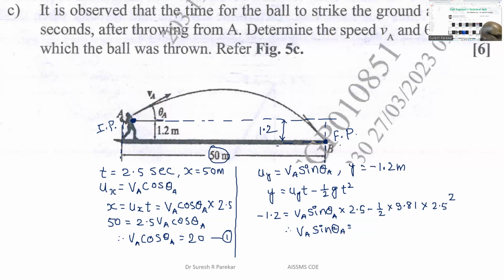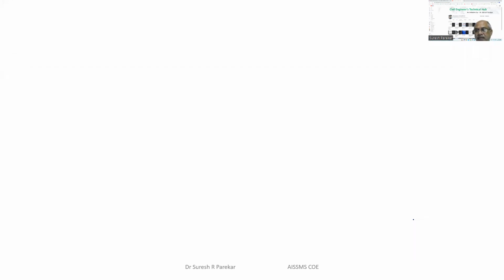So I have this value as 11.78. We have 9.81 divided by 2 into 2.5 square. The minus 1.2 goes to the other side and becomes plus, divided by 2.5. So it comes to 11.78. Now this is equation 2. So now we will divide equation 2 by equation 1.